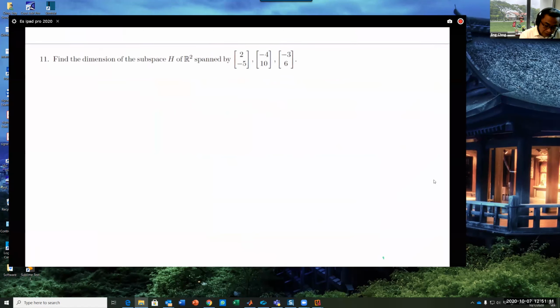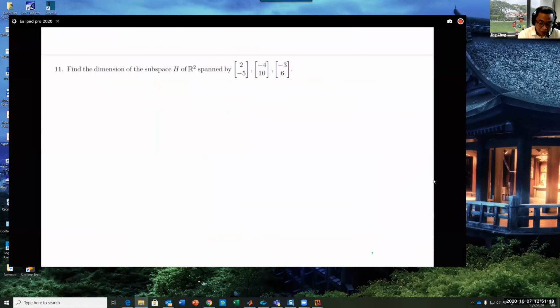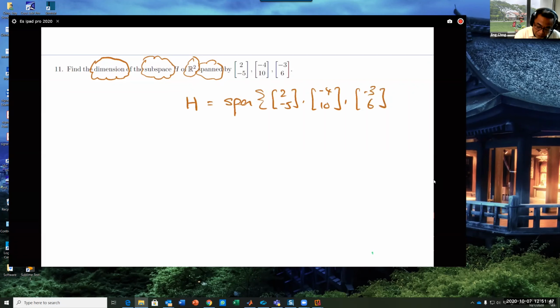All right, so in fact, when you look at this question, he's asking you to understand the vocabulary associated with this. The first is dimension, subspace, R2, and span. So this question is very loaded. He's assuming that you know a lot of things. So he's saying H is equal to the span of these three vectors. The span of these three vectors means any linear combination of these three vectors belongs to the set.